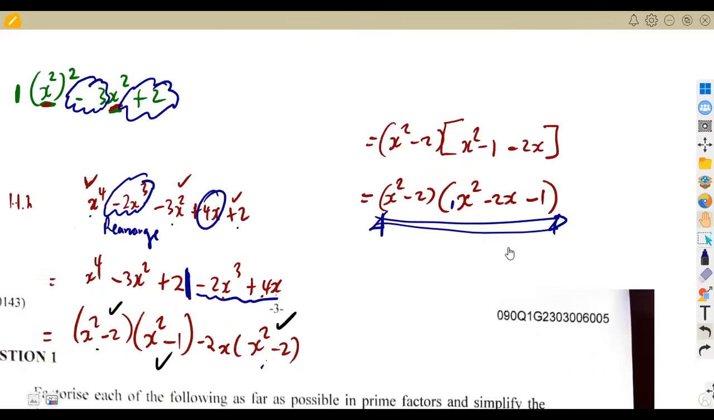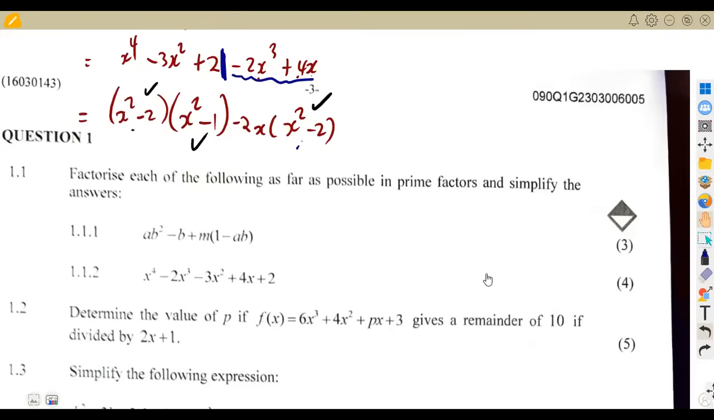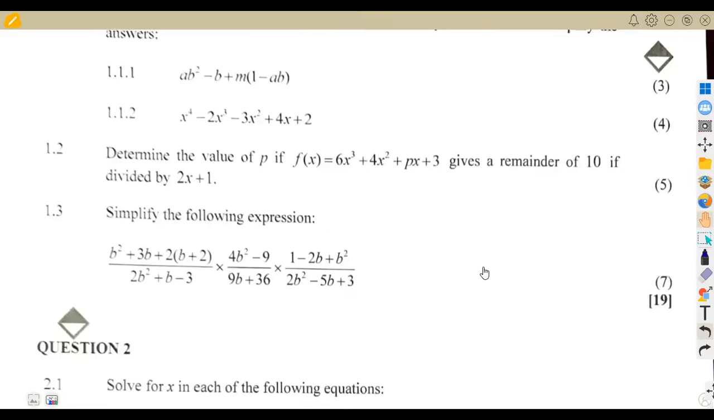All right, so just hope it's clear. How many marks for that? 4 marks, which is actually fine.